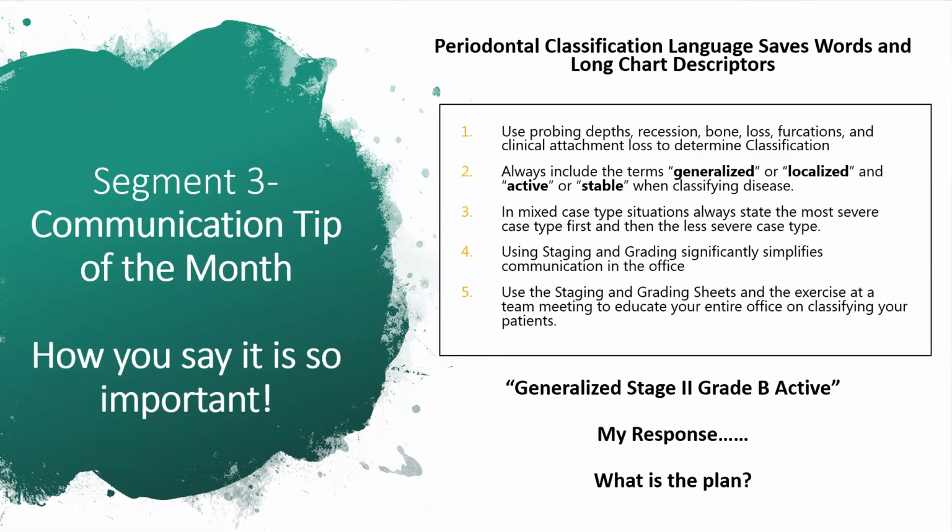But this is how this really helps communication. We don't have long discussions. It's very quick. And what if this description was a little bit different? What if it was generalized stage 2, grade B, stable? Now I get to say one other thing to the patient. I get to say, Joe, what do you do in between your teeth? He says, I floss. I'm going to say, congratulations, it's working. Our hygiene team today determined your disease is stable. That's beautiful. Keep up the good work.